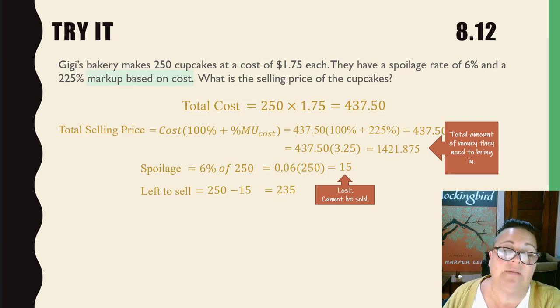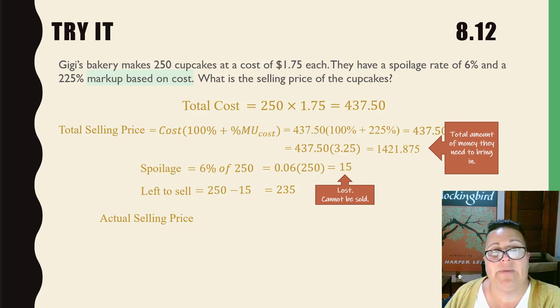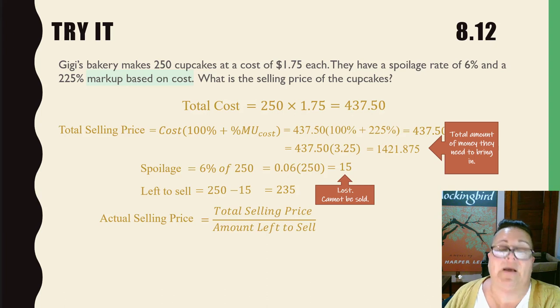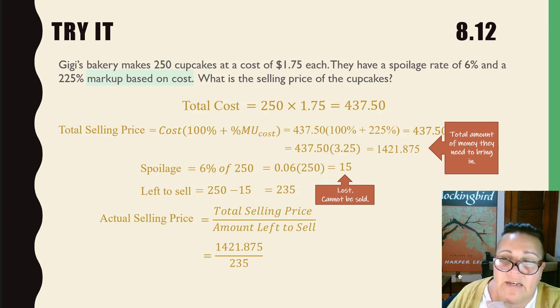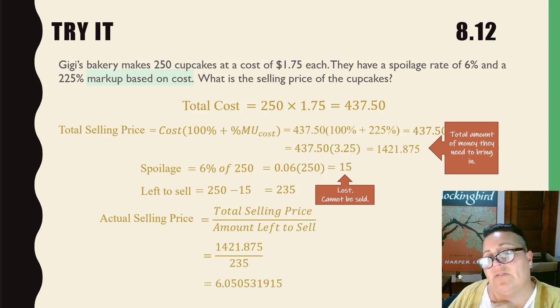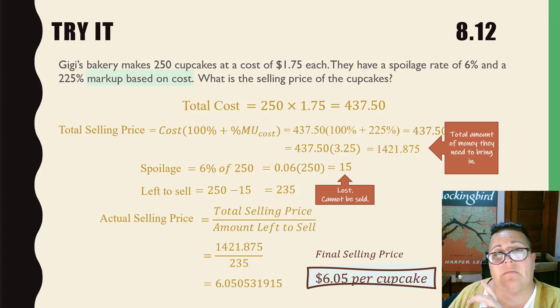So our actual selling price is all of the money we expect to make, that's the $1,421.875, divided by the number of cupcakes that are left to sell, or 235. So $1,421.875 divided by 235 gives us 6.05. So our final selling price of the cupcakes should be $6.05 per cupcake. If she wants to make all of her markups, she should be selling each cupcake for $6.05.